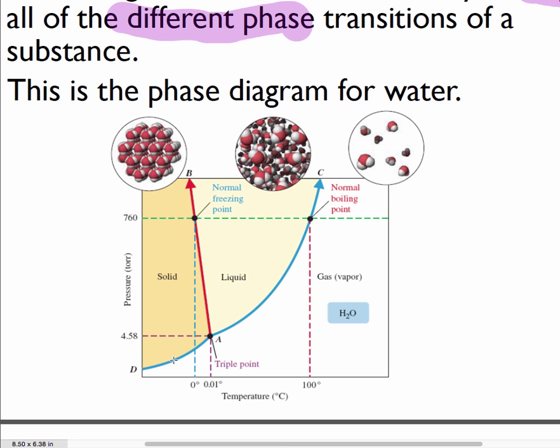And down here is an even more unusual situation, but you notice the pressure is pretty low. It's lower than 5 millimeters of mercury. At very low pressures, I can have mixtures of solid and gas.